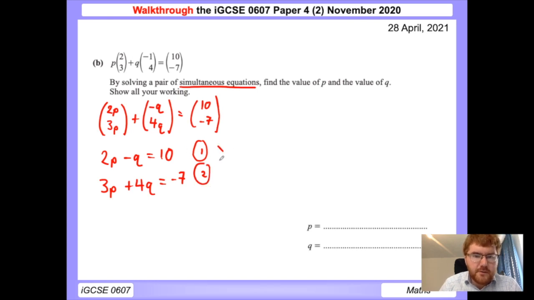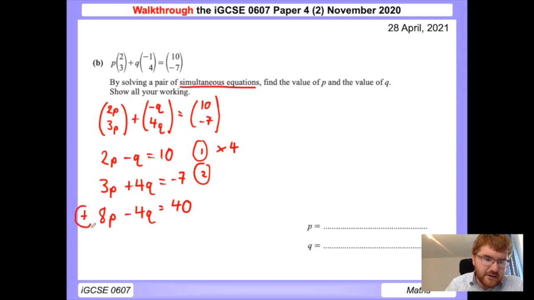I'd multiply the top equation by 4. I'm going to write that underneath. But remember, when you multiply an equation by 4, you have to multiply everything. So 2p times 4 is equal to 8p, minus q times 4 is equal to minus 4q, 10 times 4 is equal to 40. And at this point, we want to eliminate the q's. We've got the q's the same, which is what we wanted. And the way that we do this is we actually add the equations together.